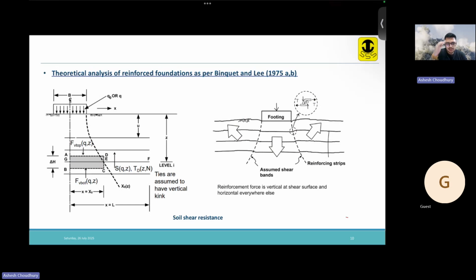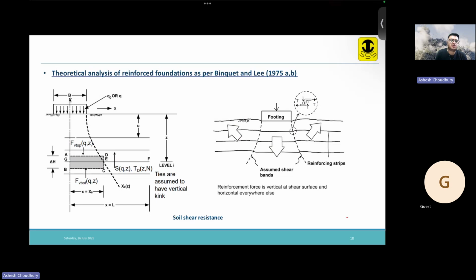Okay, so here, for the vertical stress acting, we have considered a soil section of depth delta H. At the top of the section, we have FV top acting. At the bottom, we have FV bottom acting. At the side, we have a shear resistance S acting. And also at the sides, at that particular point, the reinforcement forces are considered vertical, and that is TT.